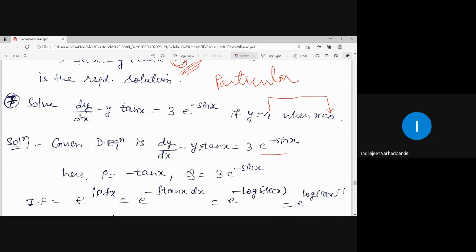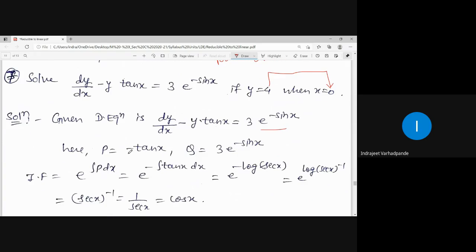dy/dx minus y tan x is equal to 3 e to the power minus sin x. Here p is equal to minus tan x, q is equal to 3 e to the power minus sin x. dy/dx, the coefficient of dy/dx is 1.